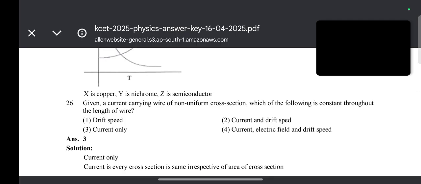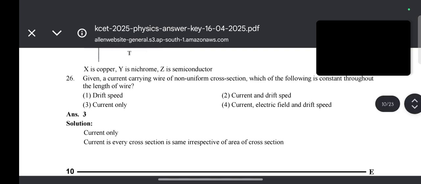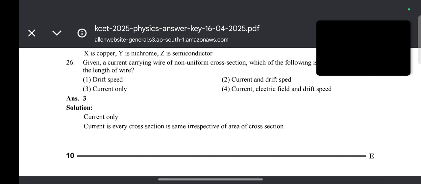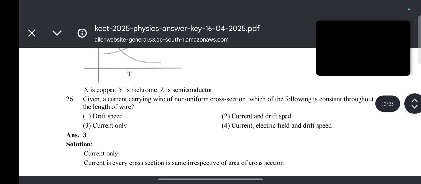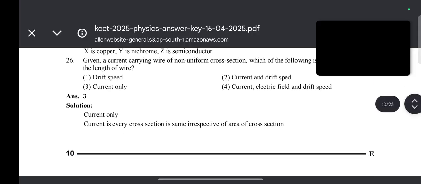Given a current carrying wire of non-uniform cross section, which of the following is constant throughout the length of the wire? Drift speed, current and drift speed, current only, current, electric field and drift speed. Current at every cross section is the same, irrespective of the area of cross section. So therefore option 3, that is current only, is the correct answer.